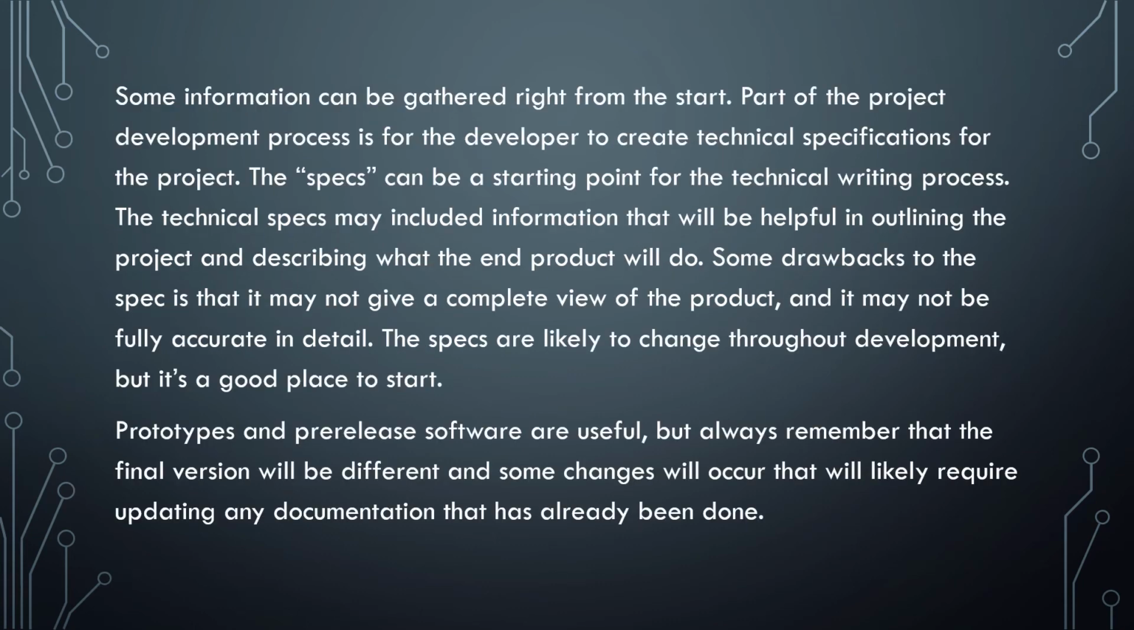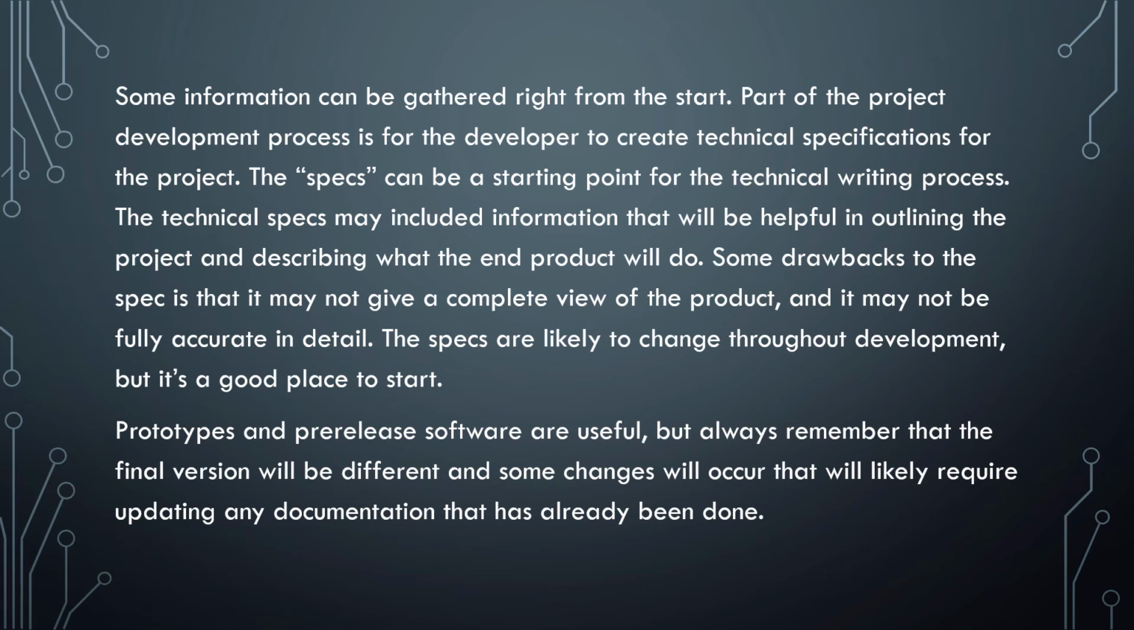So there are some types of information that can be gathered right from the beginning. There's already information available about a product, a software or hardware product, because it's been a part of a development project, or it may be a part of a development project. The developers have already created some kind of specifications for that product, and those specs can be used as a starting point for your technical writing process.